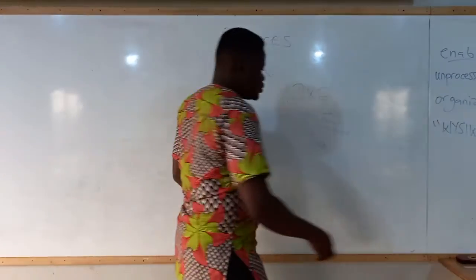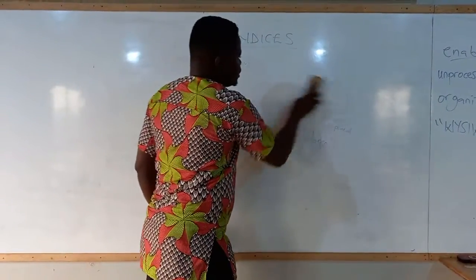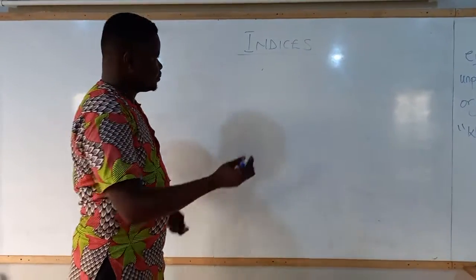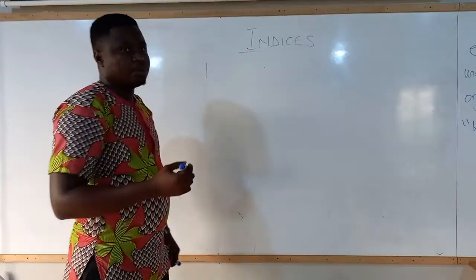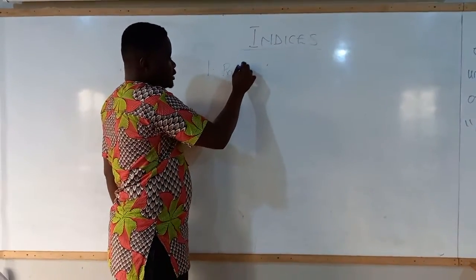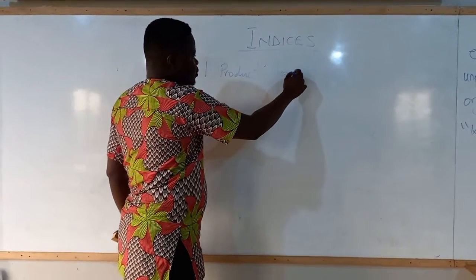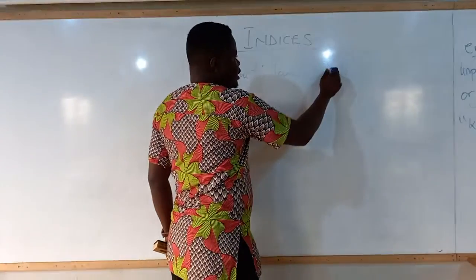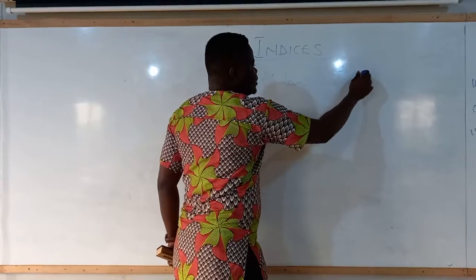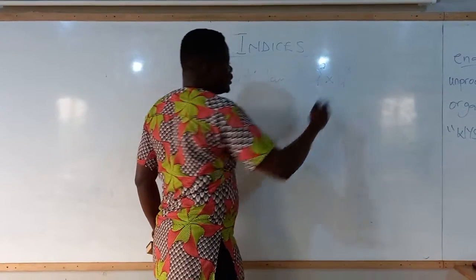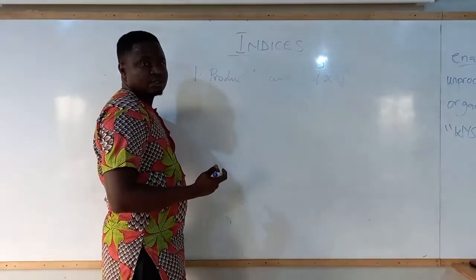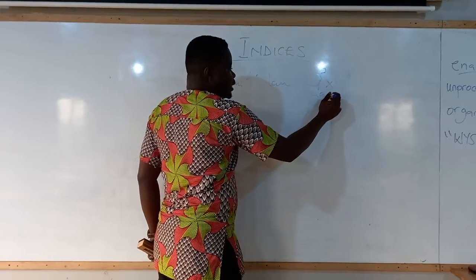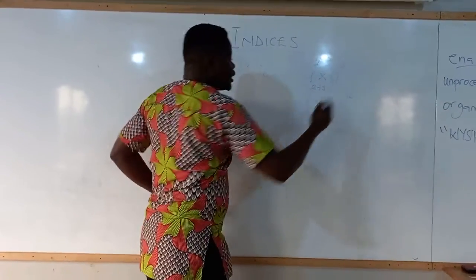So let's talk about the laws of indices. We have about 7 laws, which we will talk about. The first is what we call the product law, which says that if the bases are the same, for instance, a raised to the power 2 times a raised to the power 3, here we have the same base, therefore we just add their powers. So this will give us a raised to the power 2 plus 3, giving us a raised to the power 5.